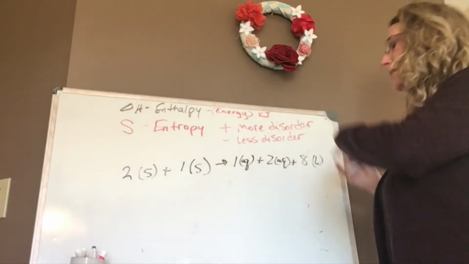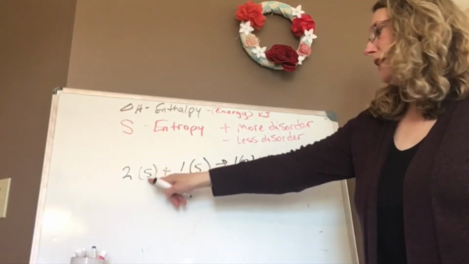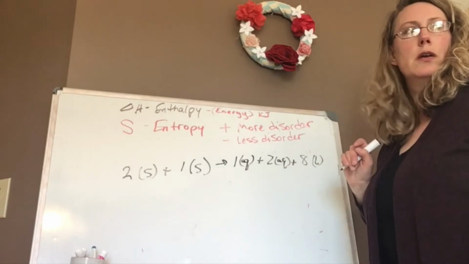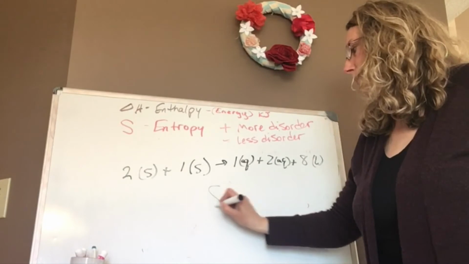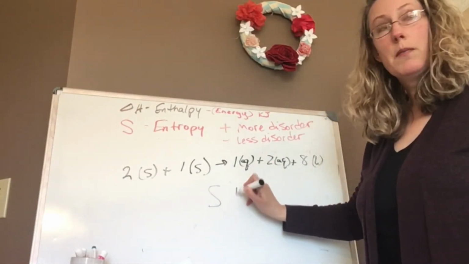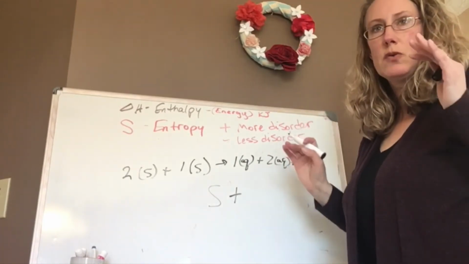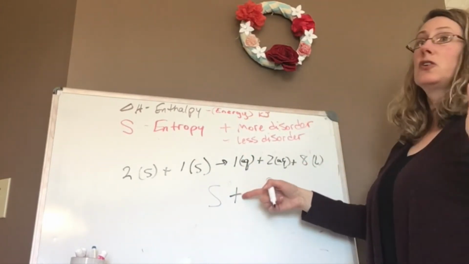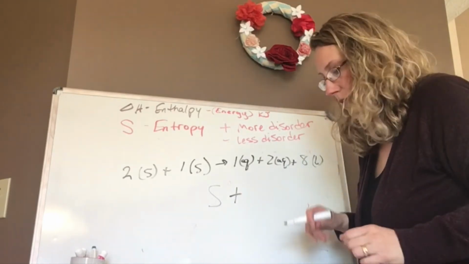Is that getting more disordered or less disordered? Going from solid and solid to aqueous, which is a liquid, and a liquid. More? It's getting more disordered. So is my S going to be positive or negative? S is going to be positive. Very good. So remember, S is disorder. Entropy is disorder. If it's getting into more disorder, that's easier to do, so you have a positive S. Does that make sense? Okay.